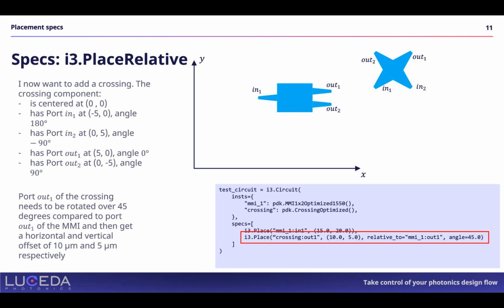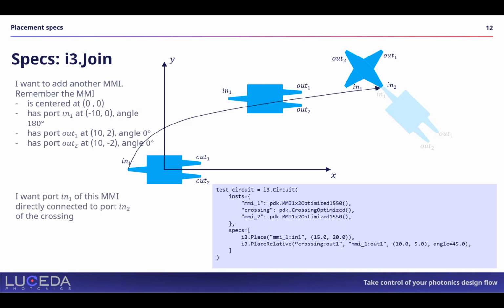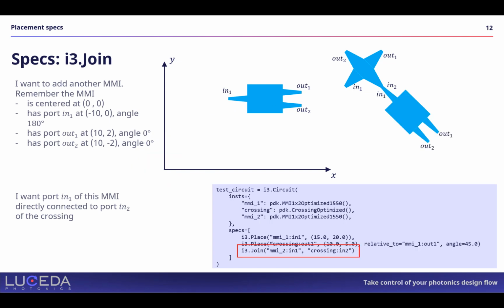Next, we pass the coordinates of the offset and finally the angle of rotation. If you would like to add another instance and directly connect it to another, you can use the i3.join method. In this example, we add an additional MMI that is currently centered at the origin. We add i3.join to the specs list and give the new instance and the specific port, in this case MMI2 input 1, and then the instance we would like to couple it with and its specific port.